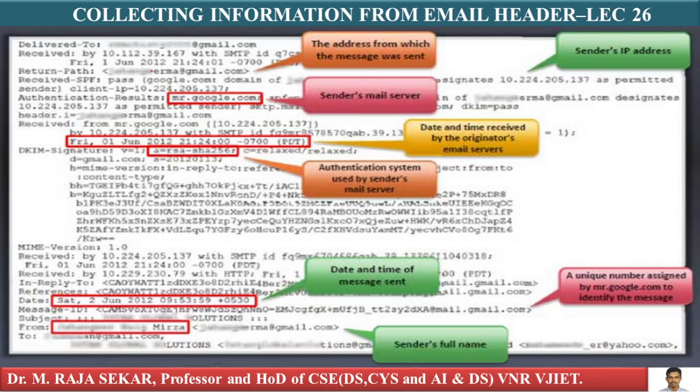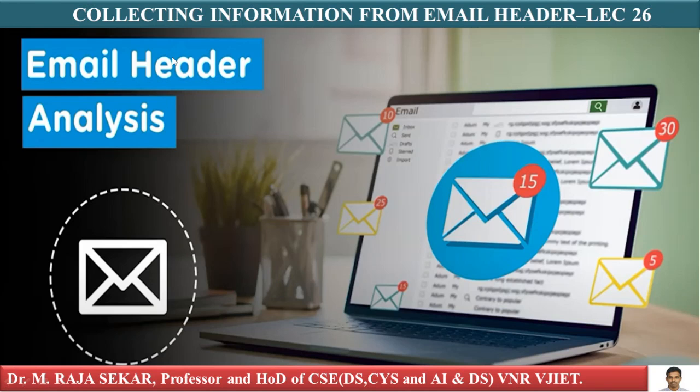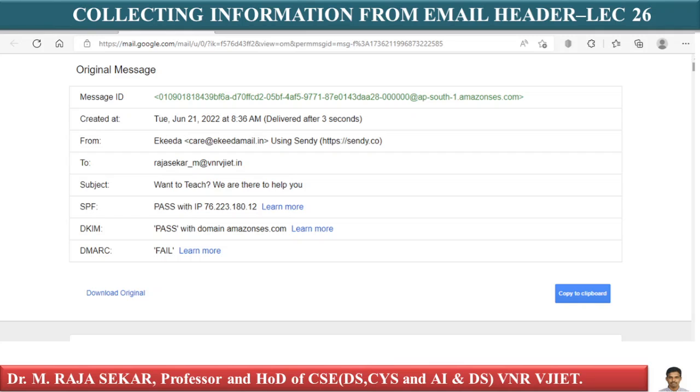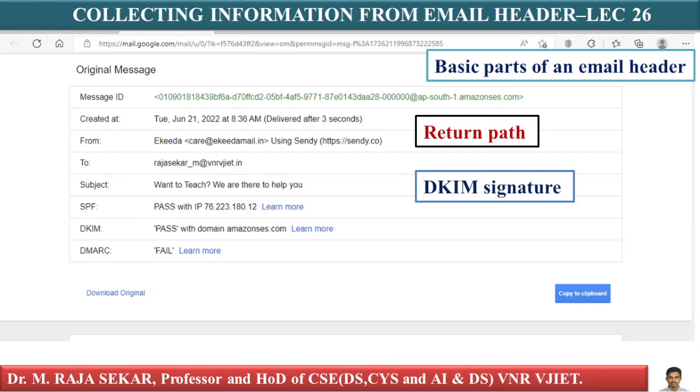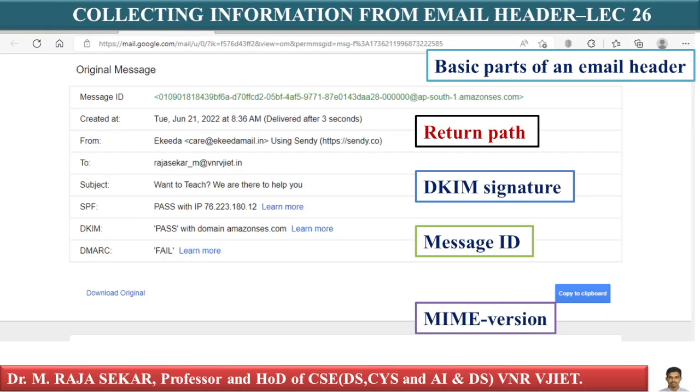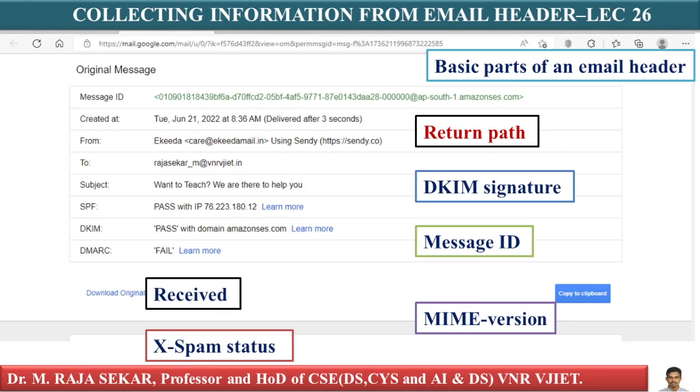In this lecture, we will try to understand collecting information from email header. Otherwise, we can say email header analysis. Parts of email header analysis are: first one is basic parts of an email header. Second one is return path. Third one is DKIM signatures. Fourth one is message ID. Fifth one is MIME version. Sixth one is received. Seventh one is XSpam status.